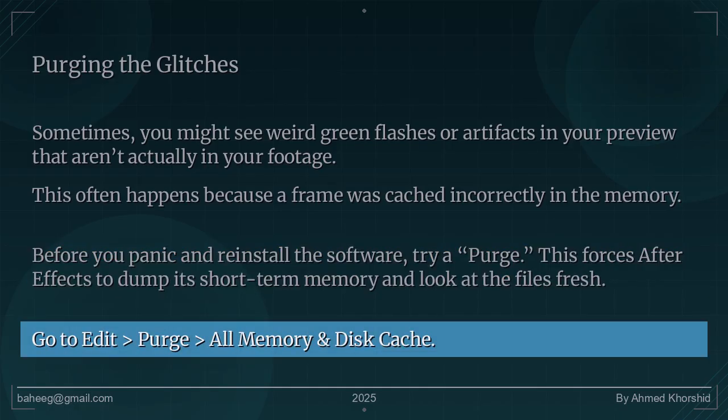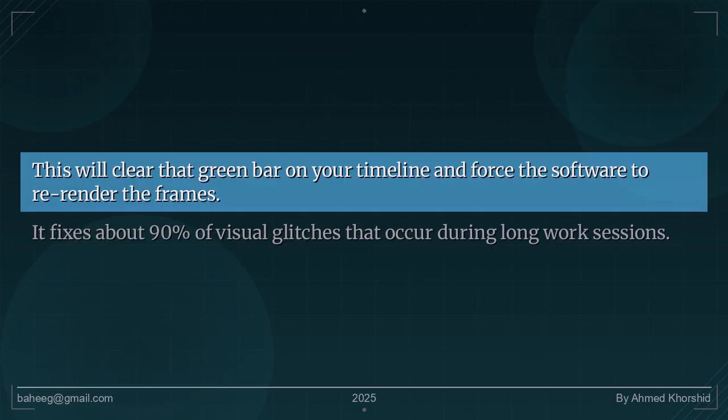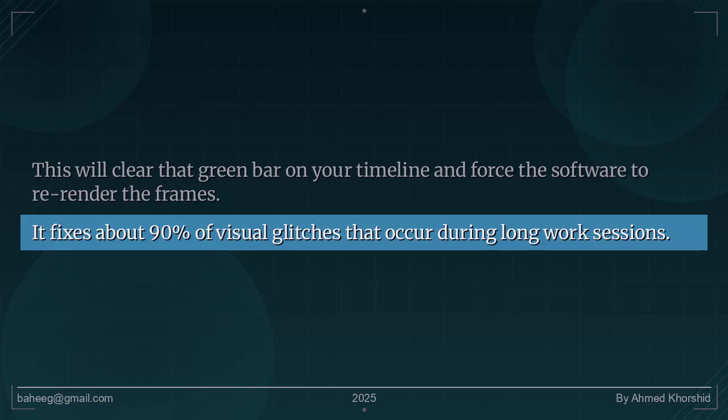Go to Edit, Purge, All Memory and Disk Cache. This will clear that green bar on your timeline and force the software to re-render the frames. It fixes about 90% of visual glitches that occur during long work sessions.